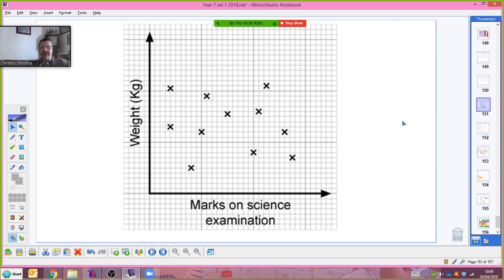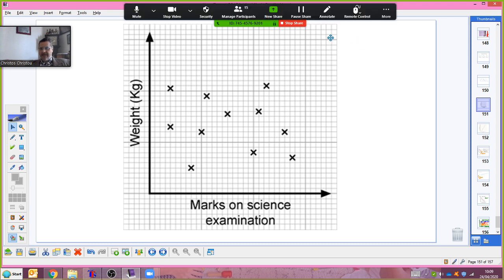So there is no correlation whatsoever. In other words, really skinny little boys or skinny little girls don't get a low mark, and really, really fat kids don't get a high mark.